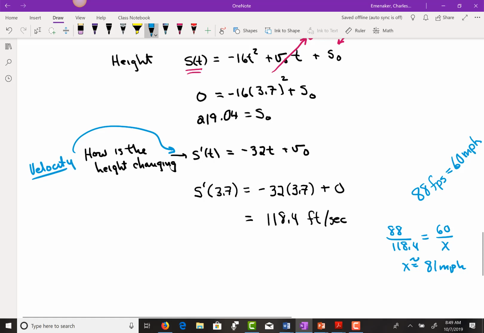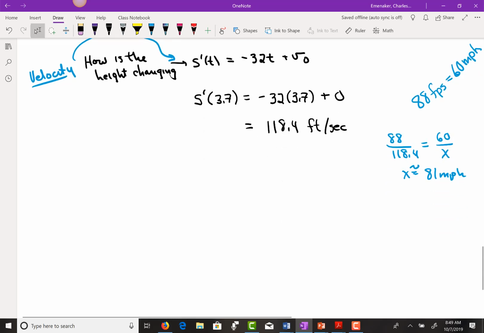All right. So the change in the height is the velocity. If we go a little bit further, we can compute the second derivative, which is just a negative 32. However, this second derivative tells you how the velocity is changing. Changing velocity. You've all experienced it.